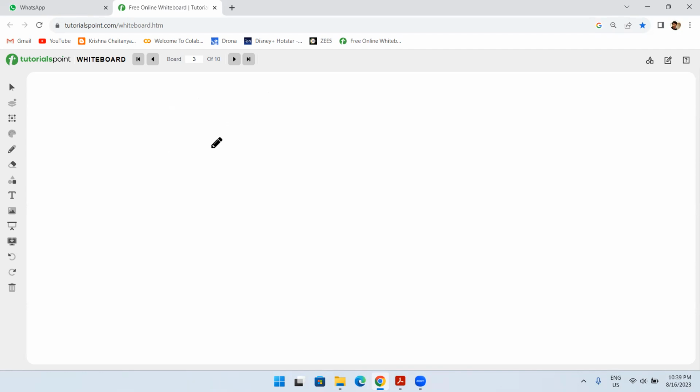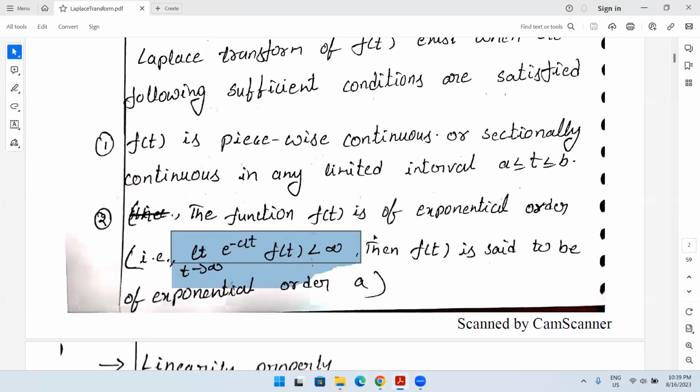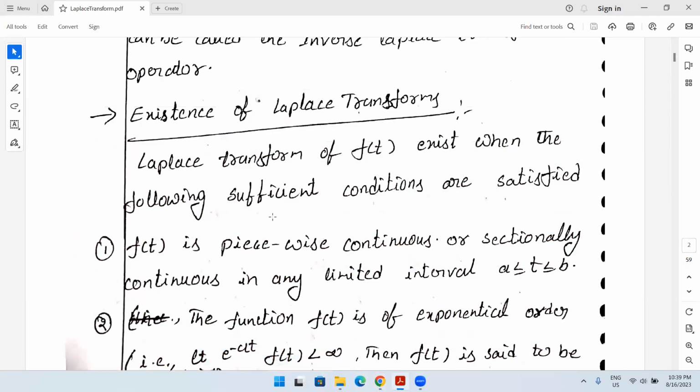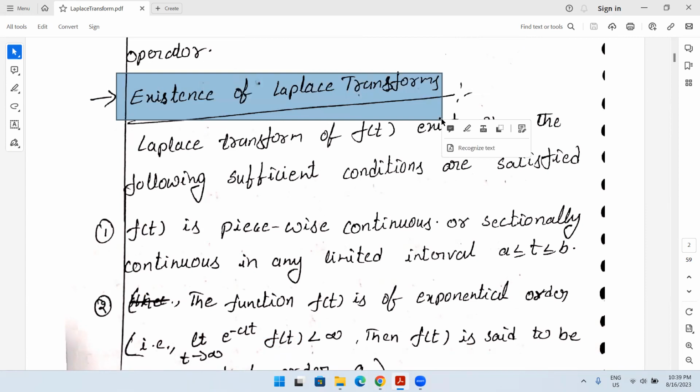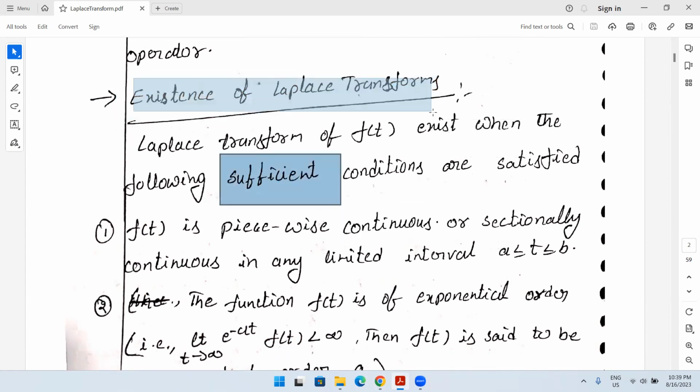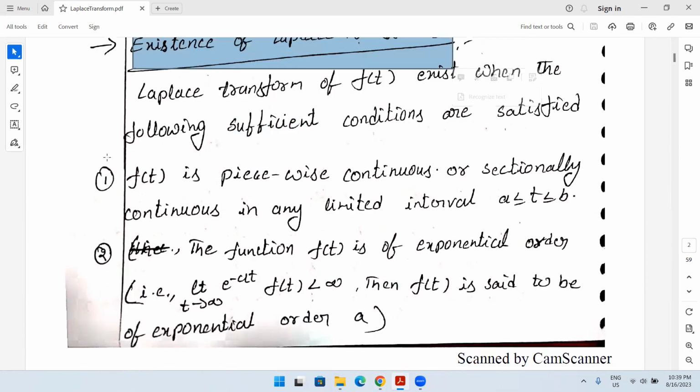Whenever the limit exists, if it is not infinite, if it is finite, then f of t is said to be of exponential order a, with e power minus a t. So these are the two conditions. Very important question; you may get questions like this: what are the sufficient conditions for the existence of the Laplace transform? So we have to write these two conditions.